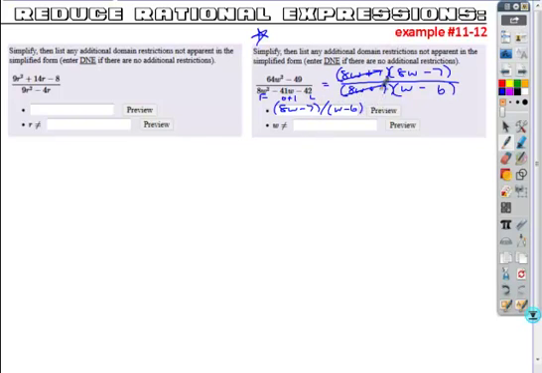Okay, and my exclusion, when I look at this factor that got canceled, I take the opposite of my constant, negative 7, divide by my leading coefficient, 8, and that is my restricted value, my additional restriction.